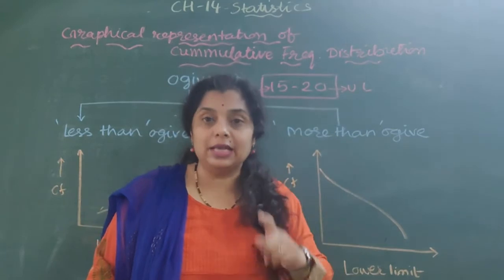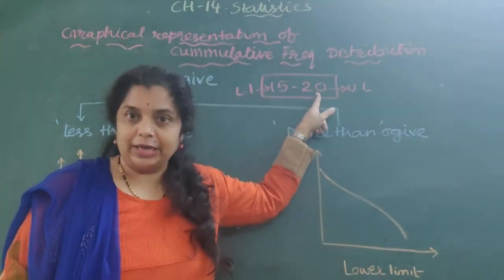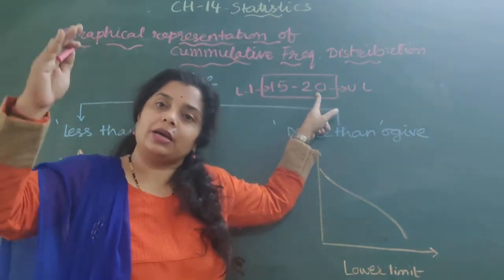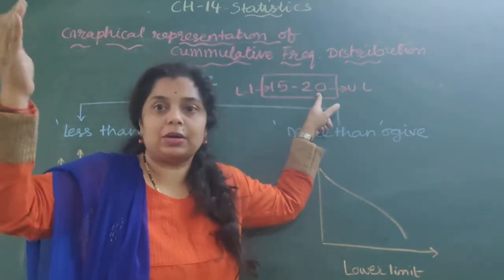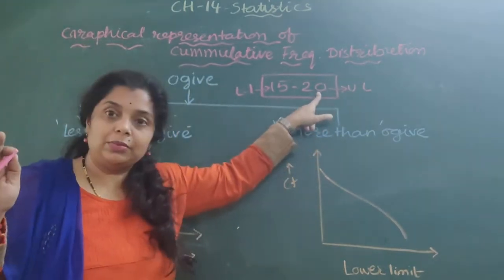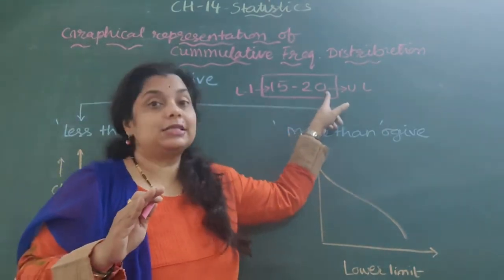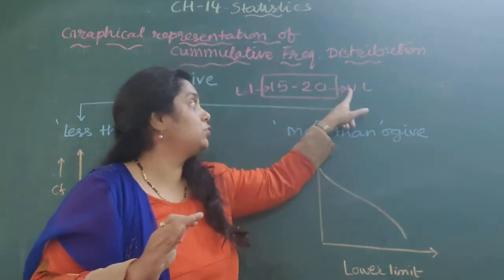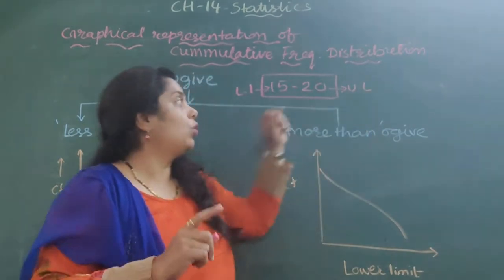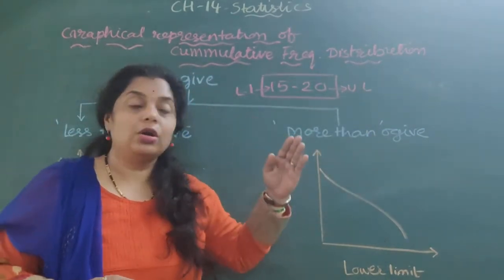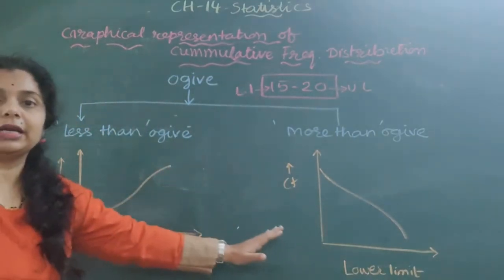So less than ogive means less than what? Upper limit. Are you getting me? Less than what? Whatever is bigger, only something smaller than it can be less than it; nothing can be bigger than the biggest value. So it is the upper limit 20. So if you want to draw a less than ogive, we have to use the upper limit. Now, what about more than ogive? More than the lower limit.